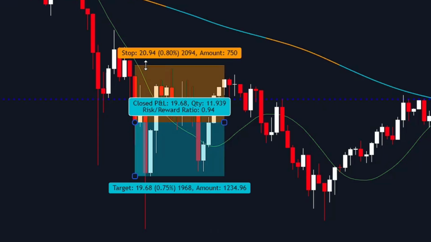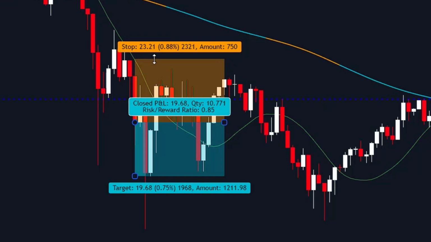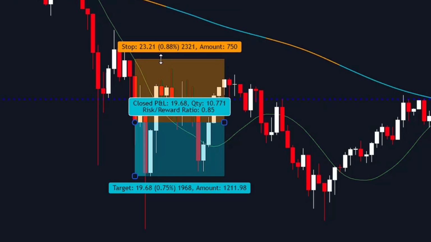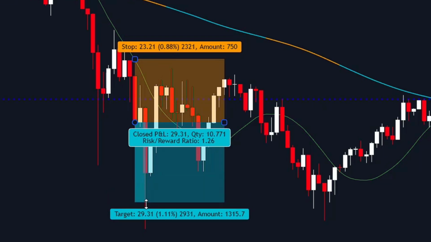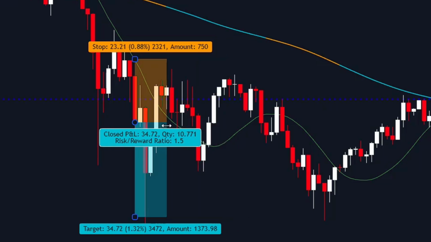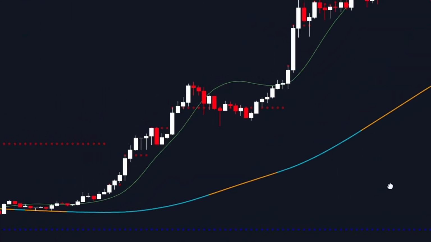And don't forget about risk management. You can set your stop either above the recent swing or above the moving average. As for your target, aim for a risk reward ratio of 1 to 1.5, and hey, keep it simple and you'll do just fine.